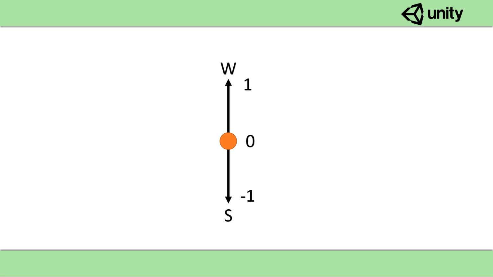So this is a visual representation of the vertical axis. It returns a value between negative and positive 1. When neither W or S are pressed, the value is 0, but when W is pressed, the value increases to 1, and when S is pressed, the value decreases to negative 1.